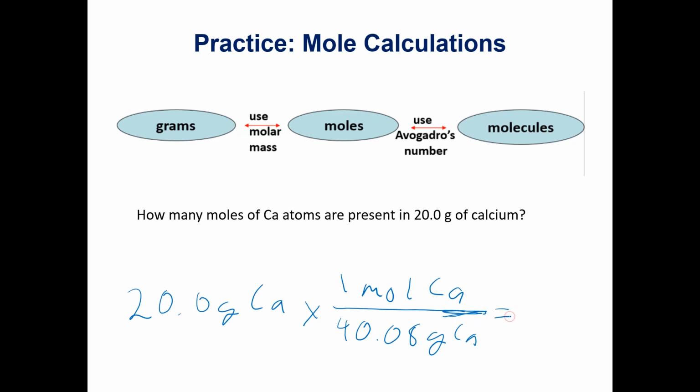So if we divide 20.0 by 40.08, when we're determining how many significant figures to use, we go by how many significant figures we were given in the problem. We don't use the significant figures from the molar mass. That's something that we get from the periodic table, and we chose to round off to the hundredths place. So we're going to have 3 significant figures, so this comes out to 0.499 grams of calcium.